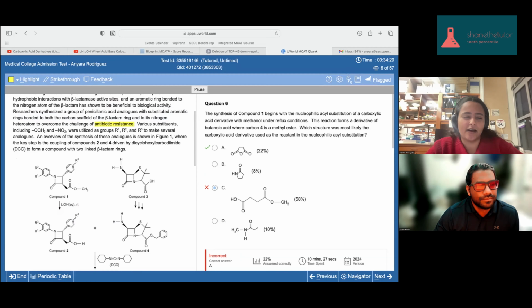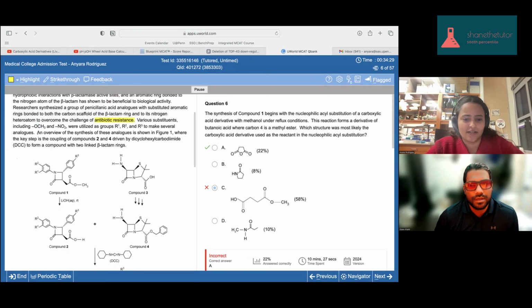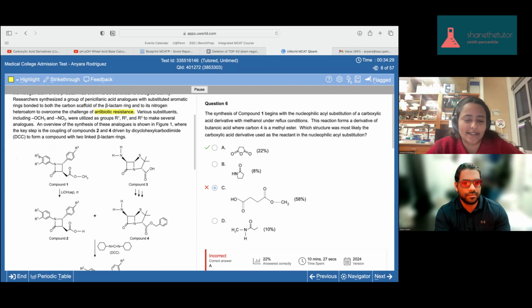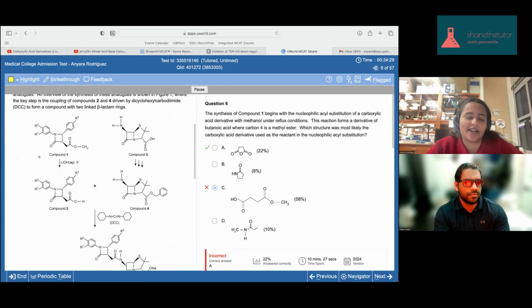I see. So I'm thinking here of, if this is another CH3, like an ether or an amide, or utilized as groups R1, R2, R3 to make several analogs. An overview of the synthesis of these analogs is shown in Figure 1, where the key step is a coupling of compounds 2 and 4 driven by DCC to form a compound with two linked beta-lactam rings. This is DCC. This is compound 1.